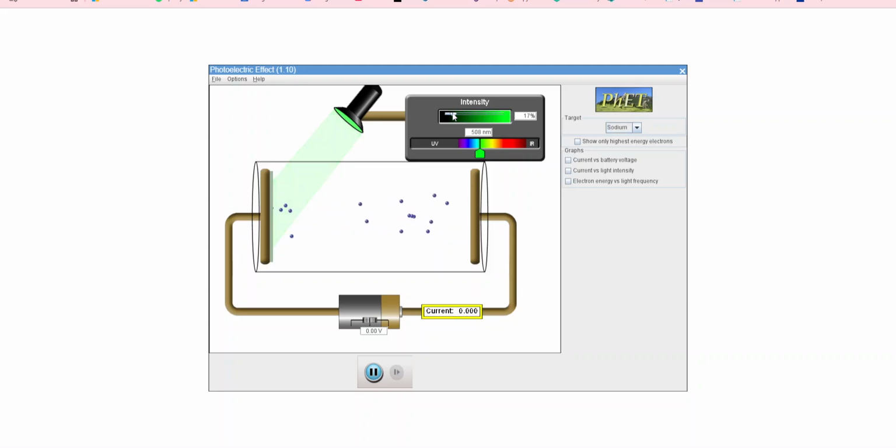It doesn't matter the intensity, even if I lower it quite a bit, it's just going to shoot fewer electrons, or less often, because there are fewer photons hitting it. But it's still each photon individually, and that's the key. Each photon individually has enough energy to release an electron.